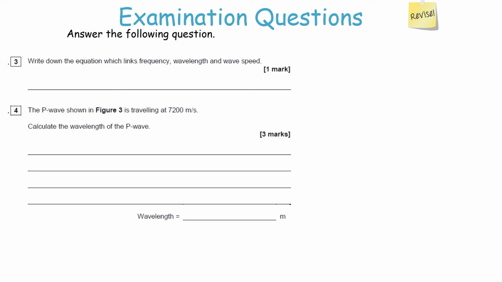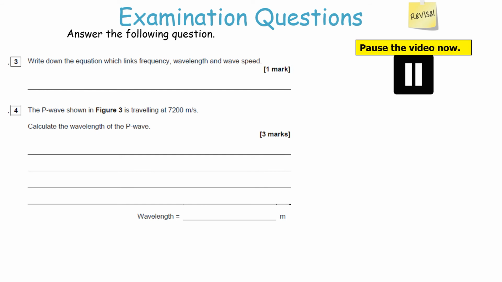Now, next question. Write down the equation which links the frequency, wavelength and wave speed. Now the P wave shown in figure 3 is travelling at 7,200 meters per second, so calculate the wavelength of the P wave. So pause the video now, then unpause the video when you want to go through the answer.